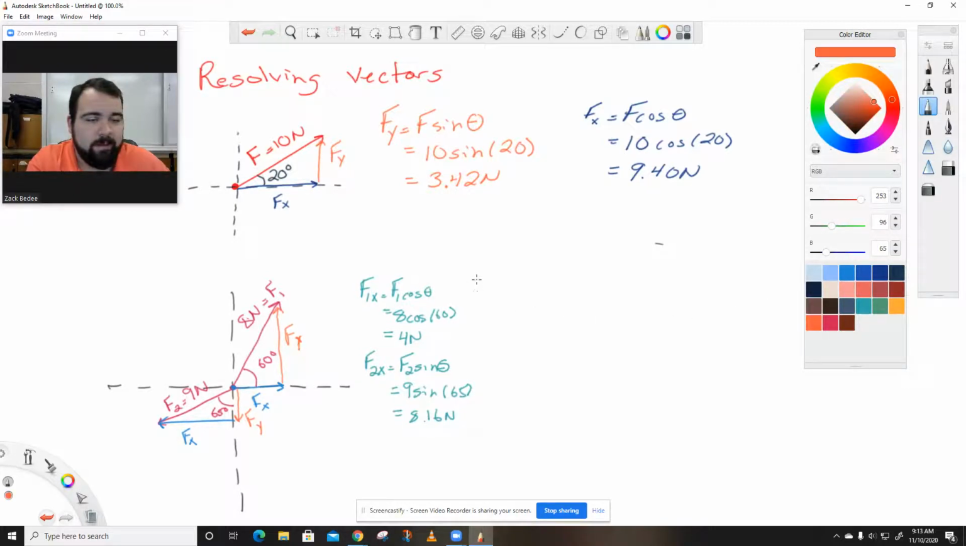So now we have our x components. Let's go ahead and get our y. So F1y would be F1 sine theta.